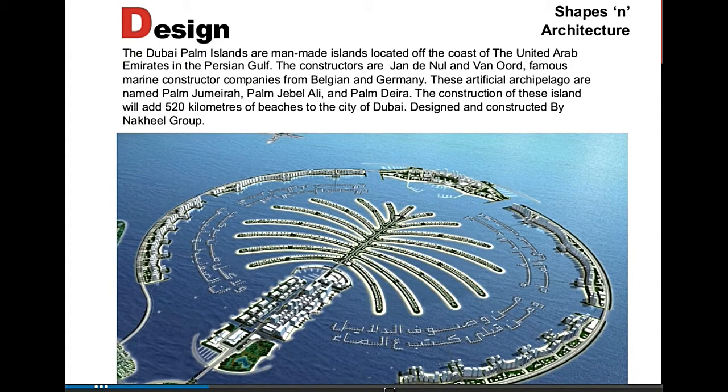Also the famous Palm Island in Dubai, a man-made island located at the coast of the United Arab Emirates in the Persian Gulf. The contractors are Jan De Nul and Van Oord, famous marine construction companies from Belgium and the Netherlands. These are artificial archipelagos named Palm Jumeirah, Palm Jebel Ali, and Palm Deira. The construction of this island will add 520 kilometers of beaches to the city of Dubai, designed and constructed by Nakheel Group.